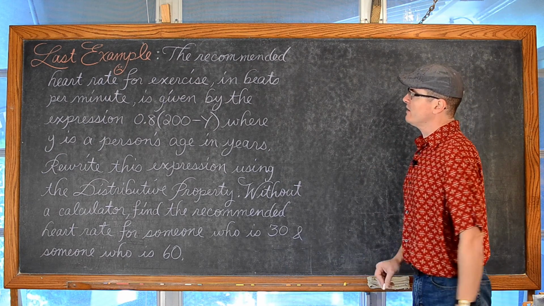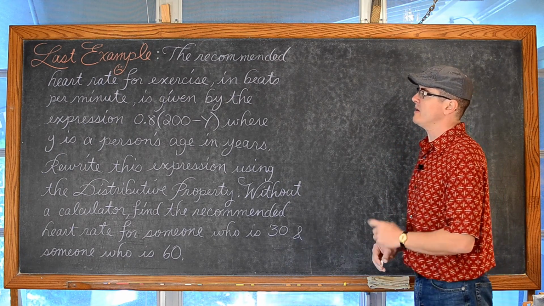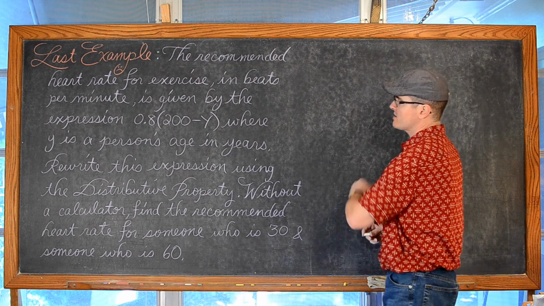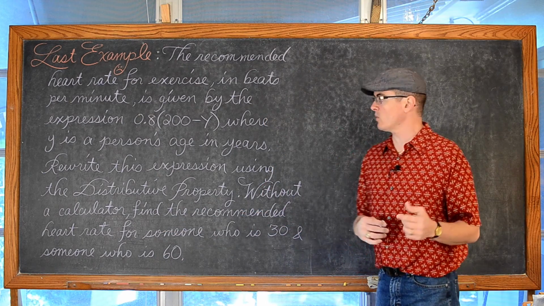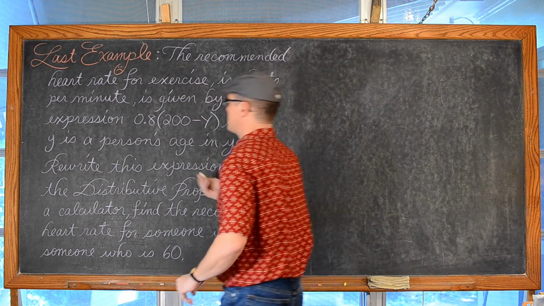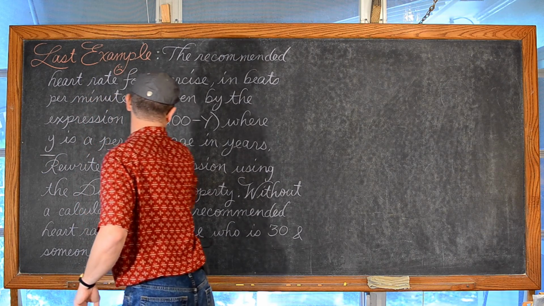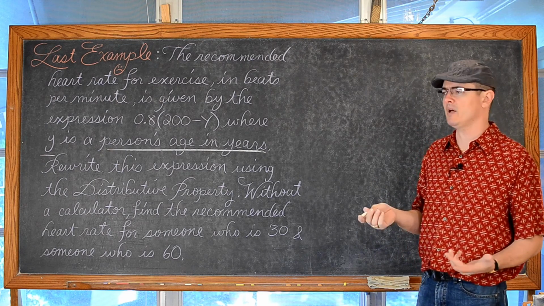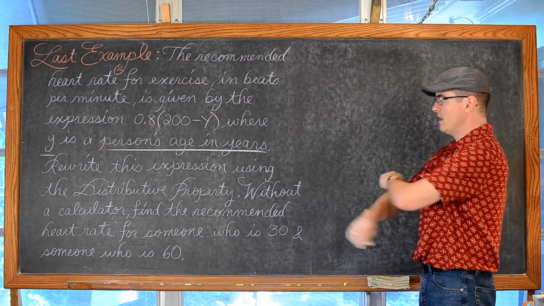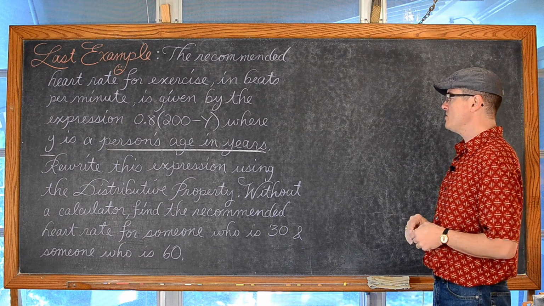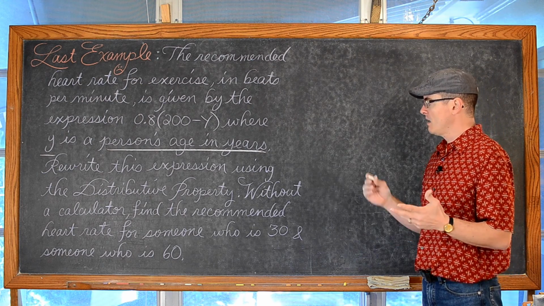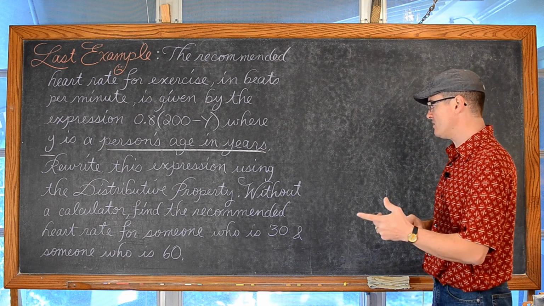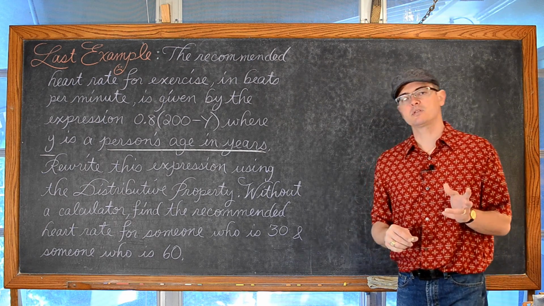The recommended heart rate for exercise in beats per minute is given by the expression 0.8 times (200 minus y), where y is a person's age in years. That's really important that they're giving you this expression, and then right here they start telling you how to read it. y is simply someone's age in years, not months, not days, not hours, not seconds, but in years. Rewrite the expression using the distributive property. And then without a calculator, find the recommended heart rate for someone who is 30 and someone who is 60.